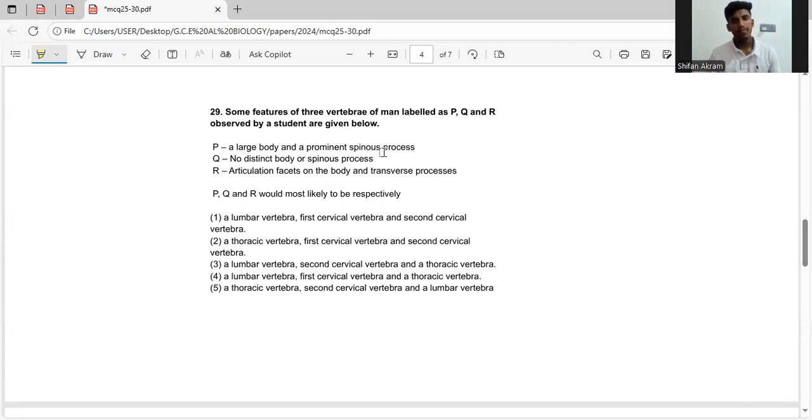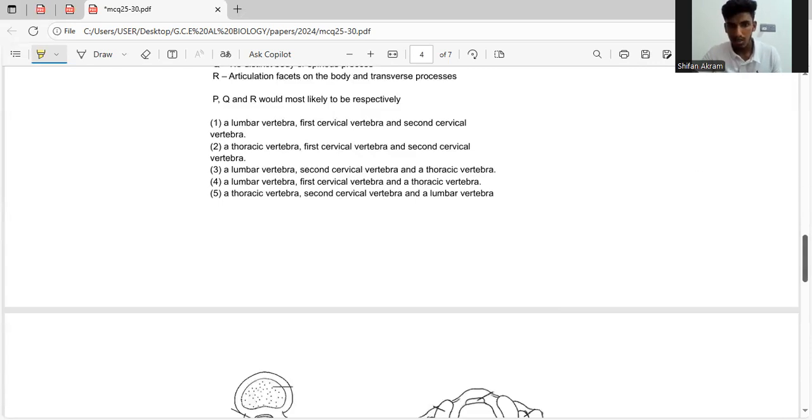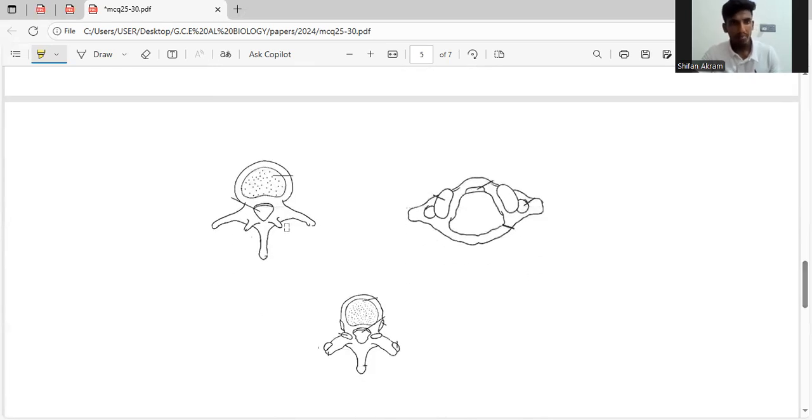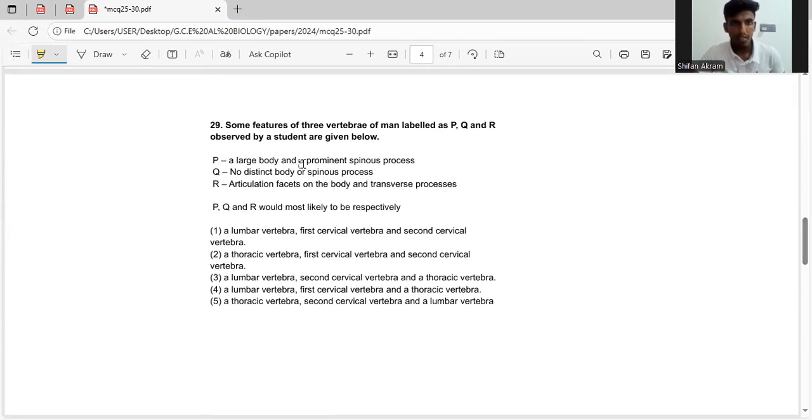Okay, we know the only vertebrae with a large body is the lumbar vertebrae, because the lumbar vertebrae is found on the lower back and they have to carry the whole weight of the body. For this reason, they have a large body and they also have a spinous process. So this is the lumbar vertebrae, this is the spinous process and this is the body. They do have a large body. Because of that, the first one is the lumbar vertebrae. I'll mark it.